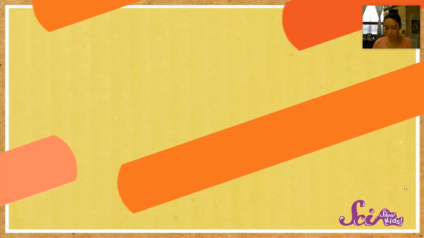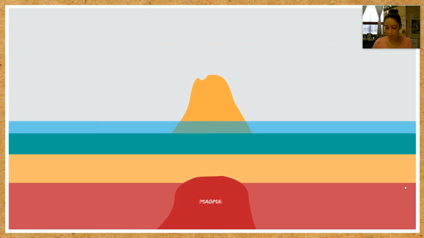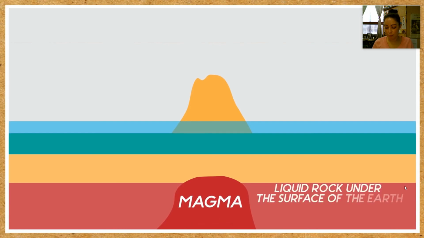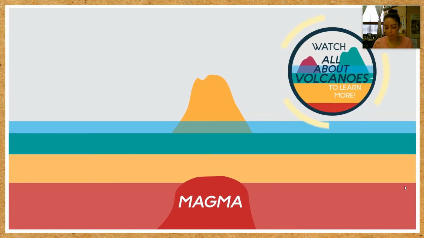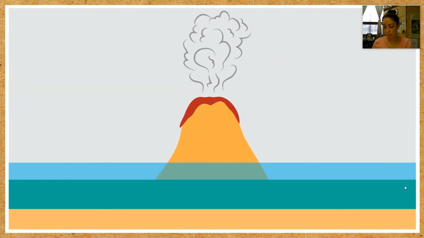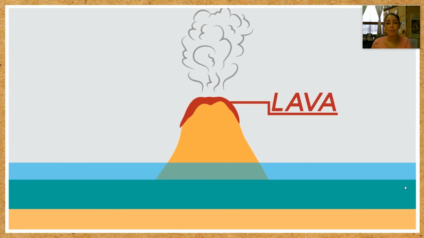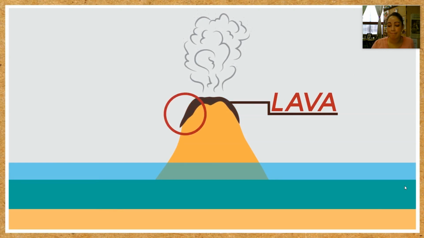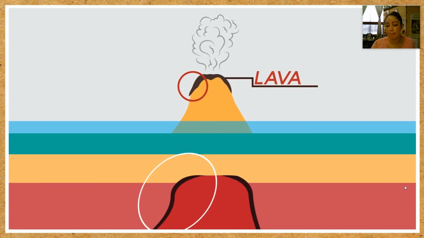Even rocks. For example, igneous rocks form when magma, the liquid rock under the surface of the earth, hardens. You know about magma. It can erupt from volcanoes. Once magma comes above ground, it's called lava. And when this hot, melted rock cools and hardens, whether it's above ground, like on the side of a volcano, or deep underground, it becomes igneous rock.